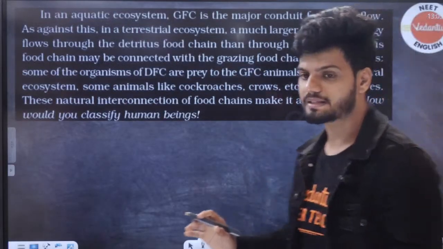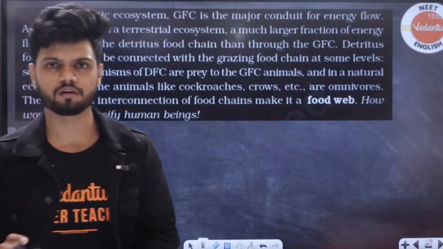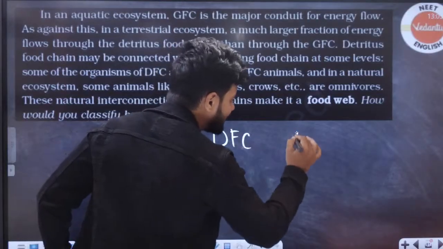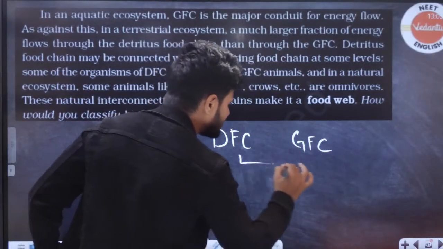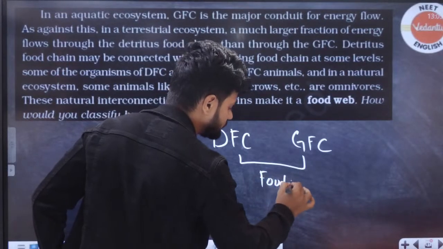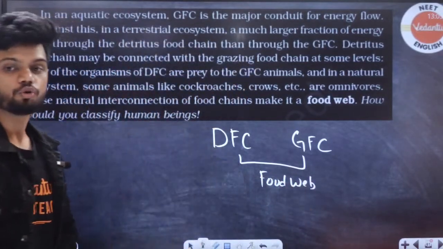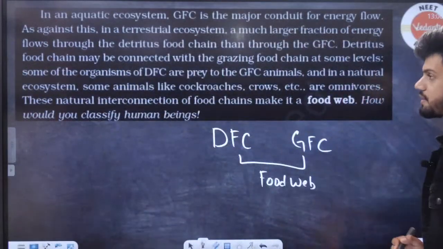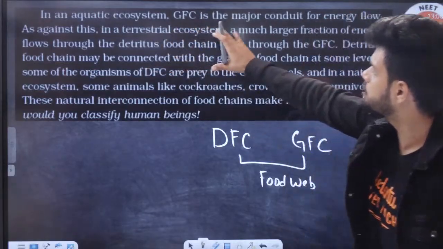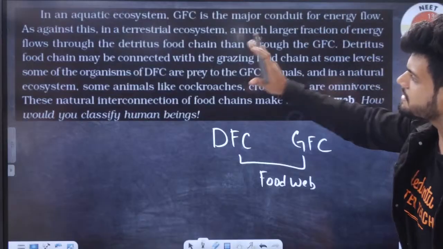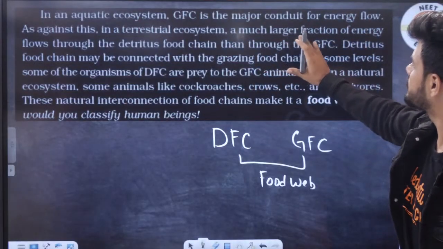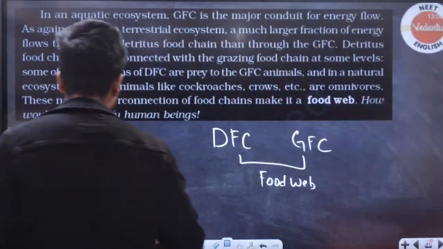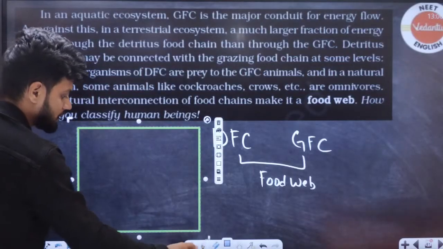Okay. Now students, understand what a food web is. When the detritus food chain and the grazing food chain are interconnected, that is called a food web. In an aquatic ecosystem, GFC is the major conduit for energy flow. As against this, in a terrestrial ecosystem, a much larger fraction of energy flows through the detritus food chain than the grazing food chain. Very, very important lines. All of this can be a question, students.